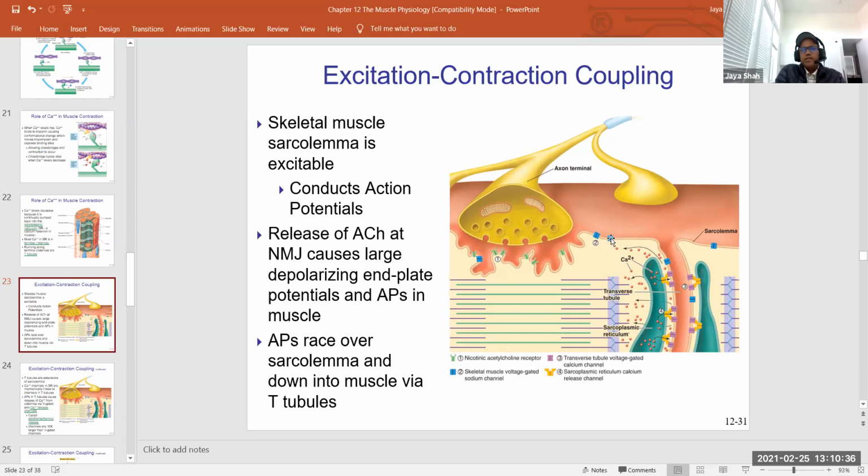Once it depolarizes, the depolarization of the muscle cell also travels all the way inside the cell and around the myofibril through the T tubules. You see, this is the T tubule.